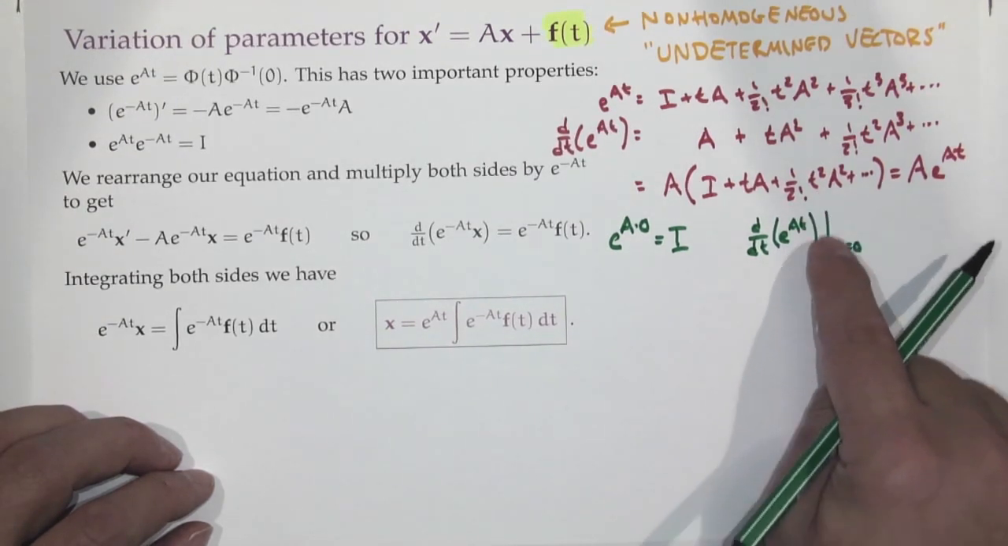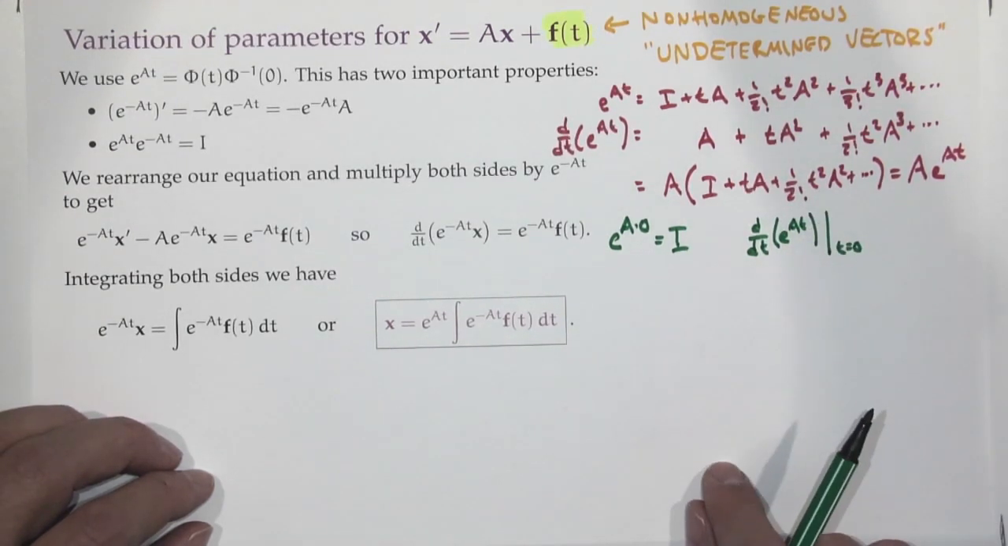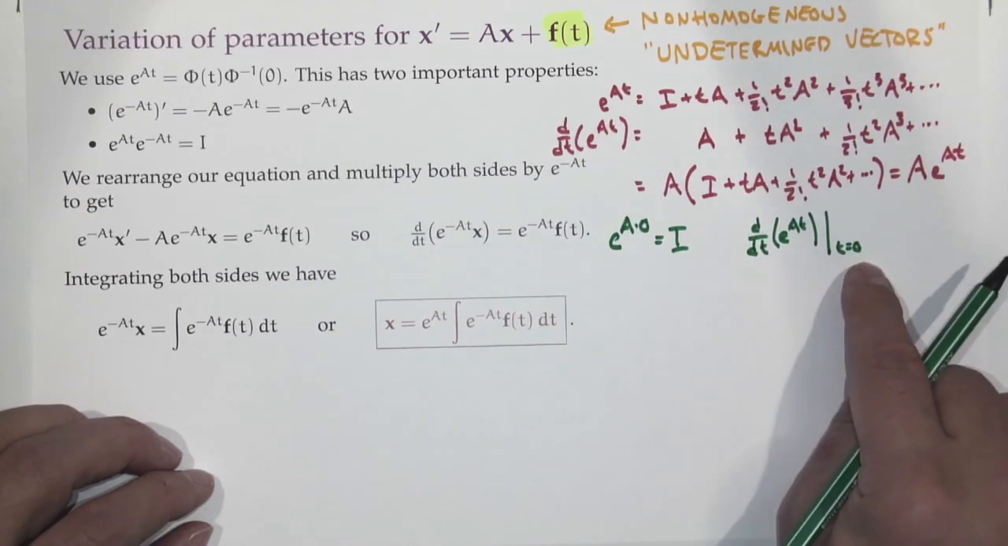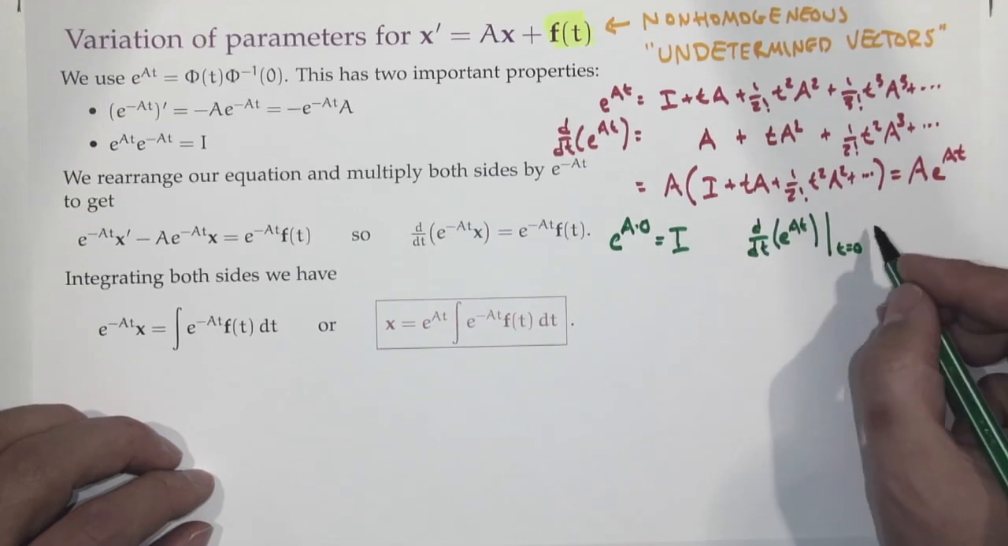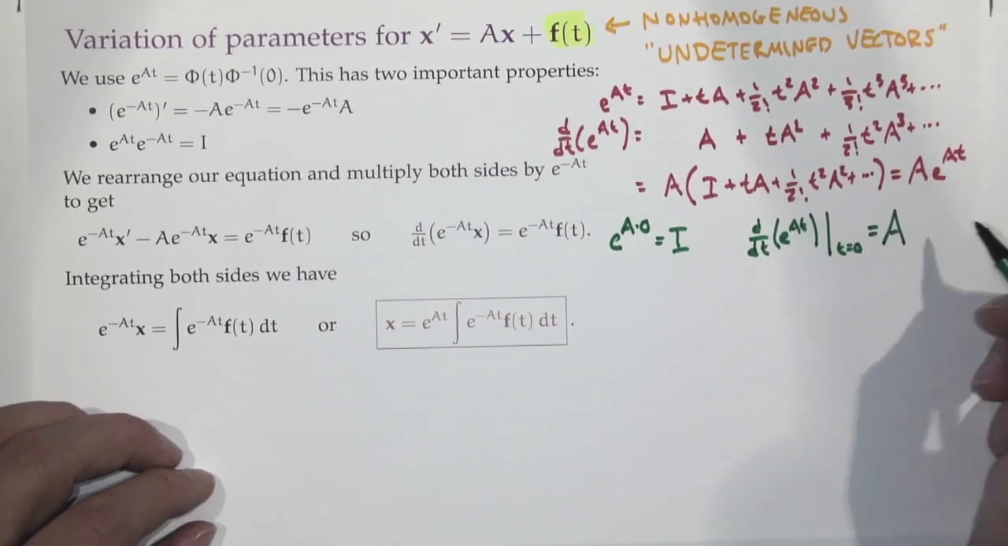So remember, this notation means we do an evaluation. So we take our derivative when we plug in t equals 0. So what do you have when you plug in t equals 0? You get A.